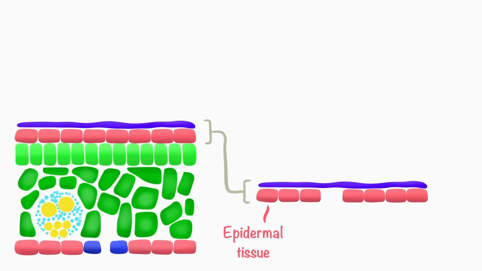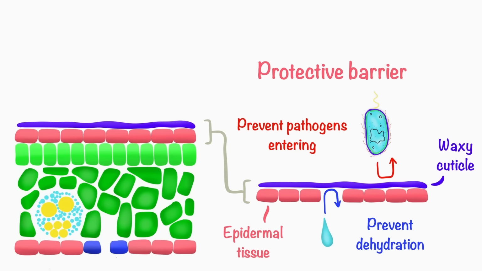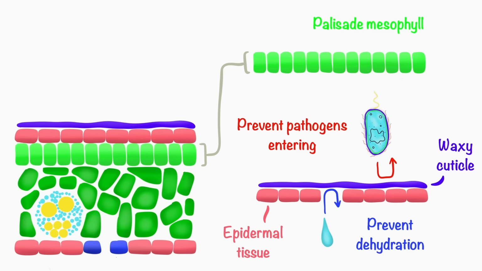The outermost layer of plants is composed of epidermal tissue, which serves as a protective barrier for the tissues beneath. This defensive layer features a waxy coating called the cuticle, which helps minimize water loss and offers protection against potential pathogens. Just beneath the upper surface of leaves lies the palisade mesophyll layer.